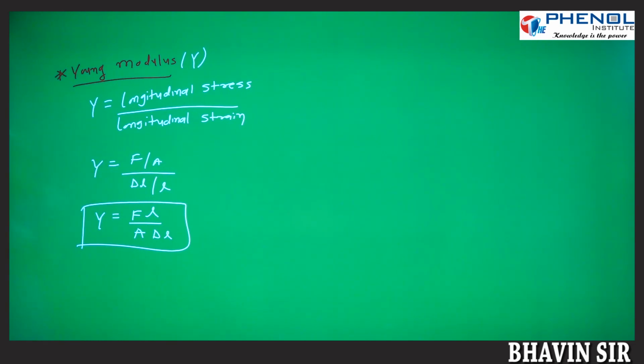F by A is a longitudinal stress, delta L by L is a longitudinal strain. So what is the formula? FL by A delta L. Y is the Young modulus, A is the cross section area.